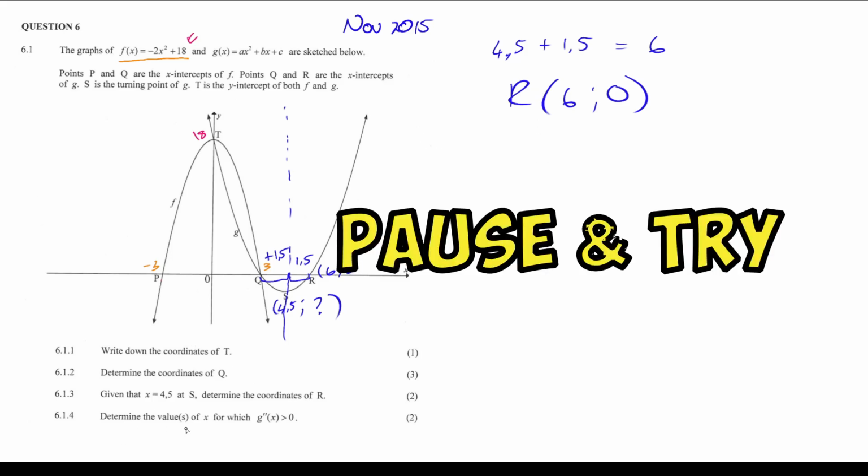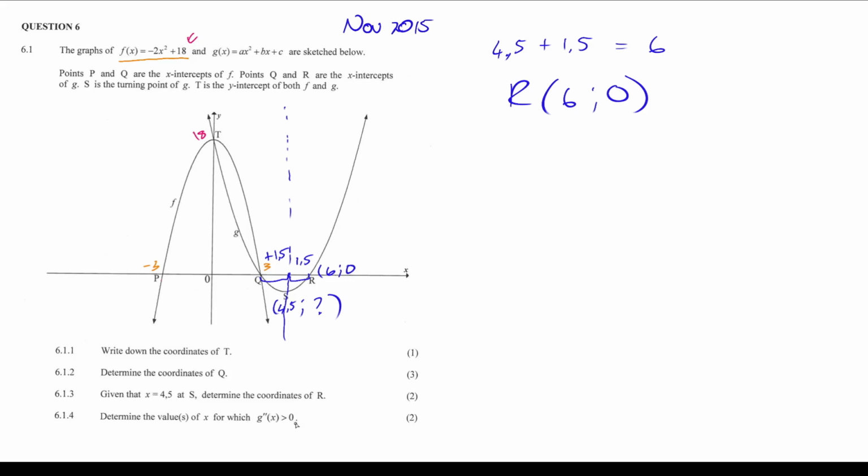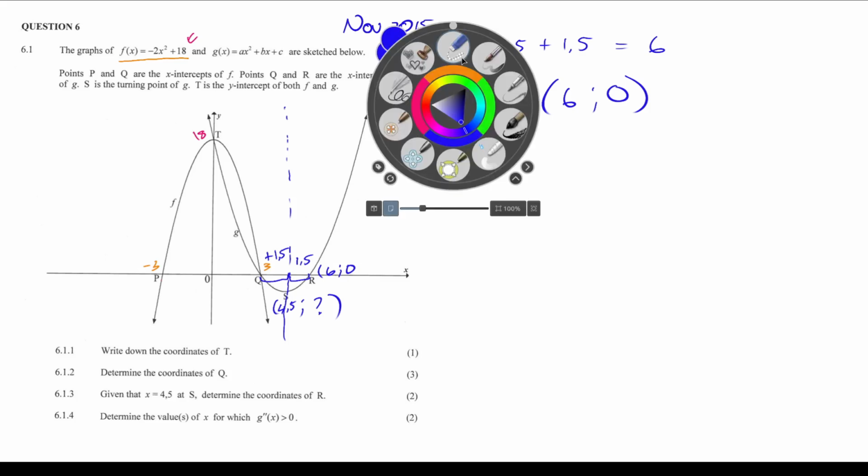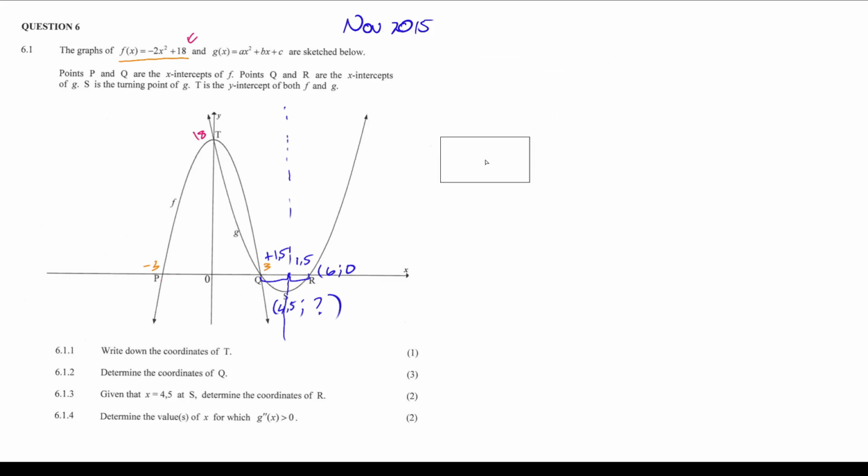Then they say determine the values of x for which g of x is positive. Now, this is a little bit of a weird question. I'm going to do it the long way first, and then I'm going to do the short way so that you guys see what's going on. The long way would involve finding the equation of this, which I think is great practice. So let's just do that, shall we? And the short way is really short and it's about understanding the work.